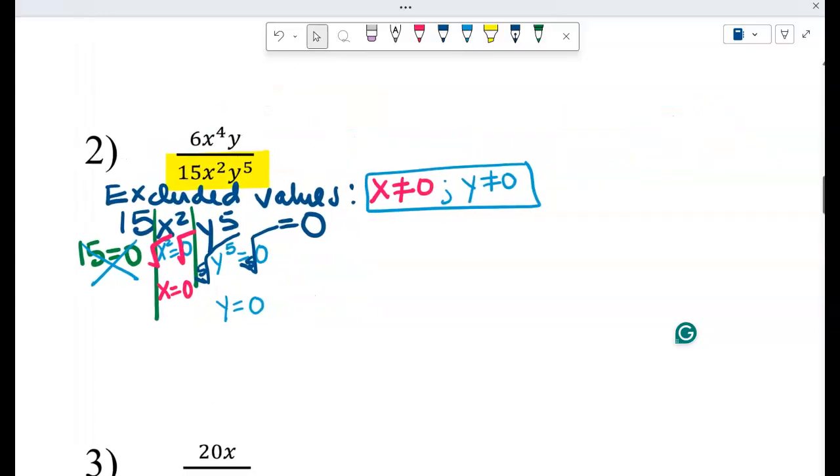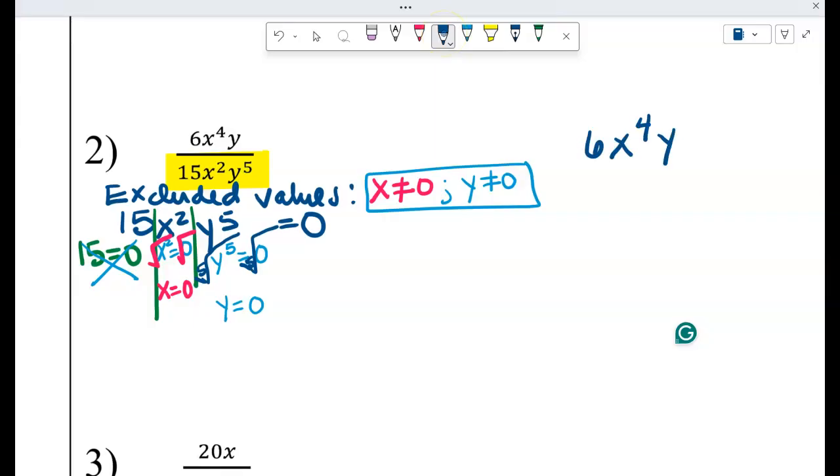Now let's go and reduce. I'm going to write the question over again over here since I used up all of the space on the left side for reducing. Okay, so we are going to reduce here. All right, so let's look at the numerical. 6 and 15, guys, we can divide this by 3 to start. 6 divided by 3 is 2. 15 divided by 3 is 5, okay?